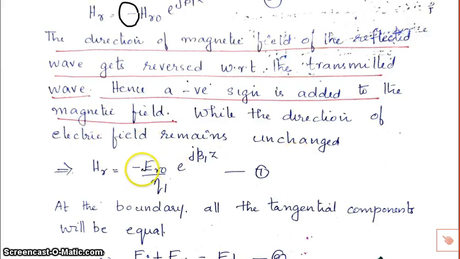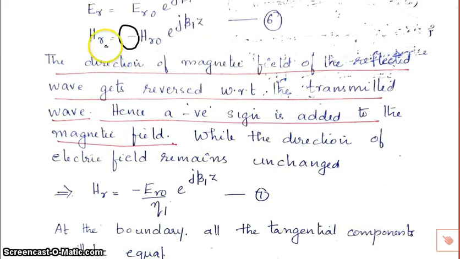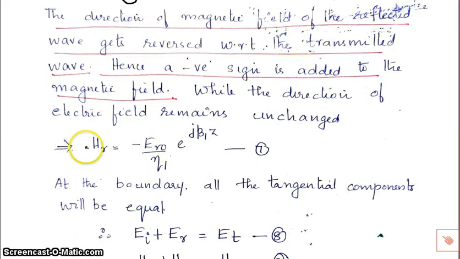Now we have Hr is equal to minus Hr naught e raised to j beta 1 Z, and in terms of electric field I can write Hr is equal to minus Er naught by eta 1 into e raised to j beta 1 Z, because your reflected wave is in the first medium. That is why I have taken eta 1 and beta 1.